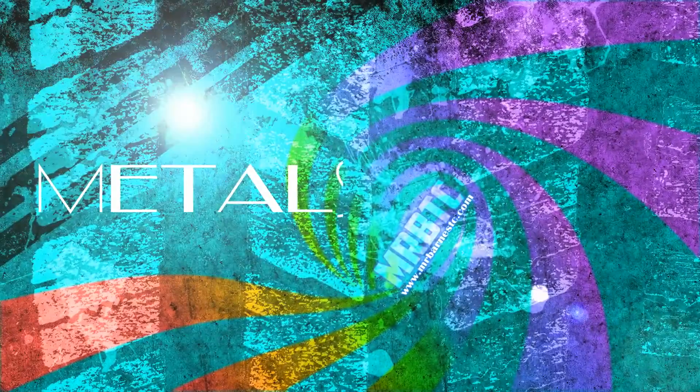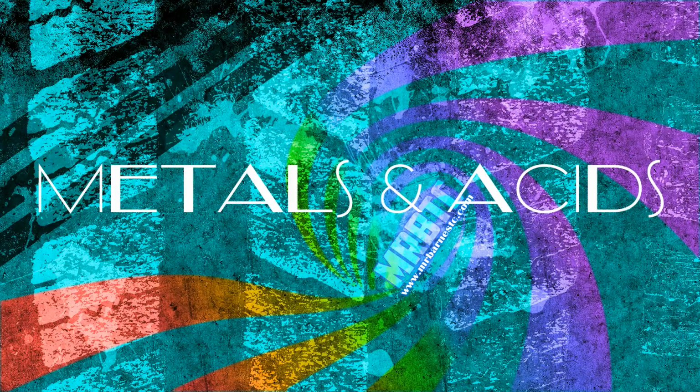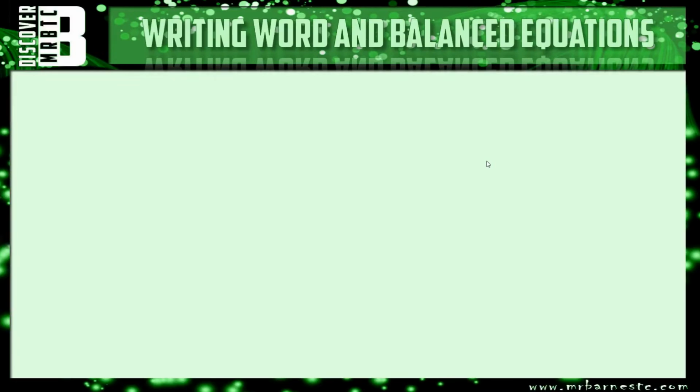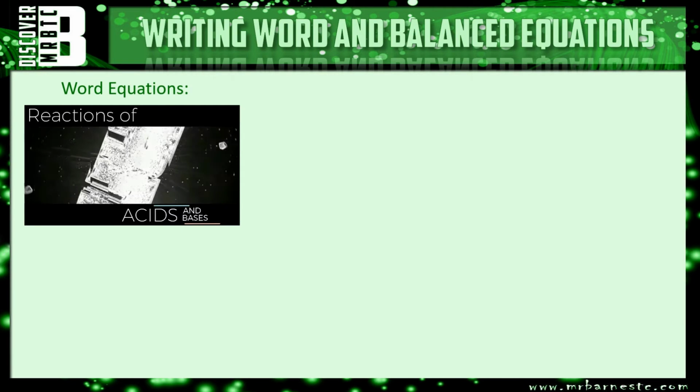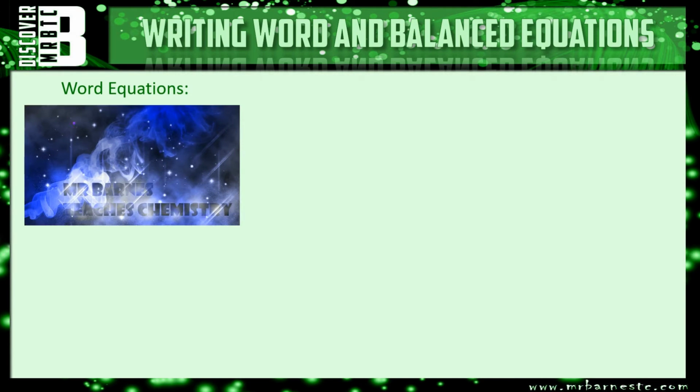Hi guys, welcome to this video which is going to focus on what happens when you react a metal with an acid. So this video is going to focus on what happens when they react with acids. However, if you want more detail on word equations, click here. This will go through all the different word equations for acids and reacting with metals, metal oxides and metal carbonates.